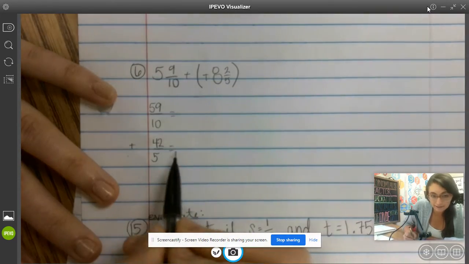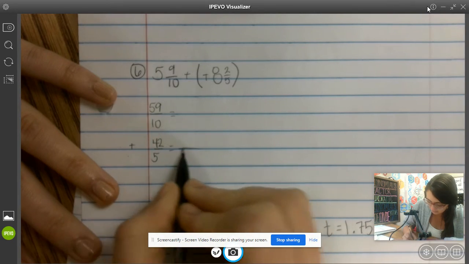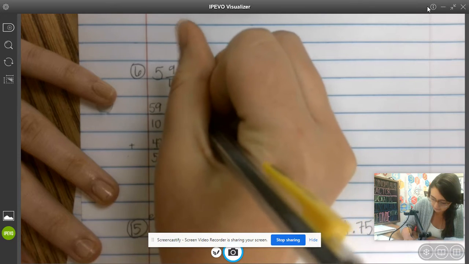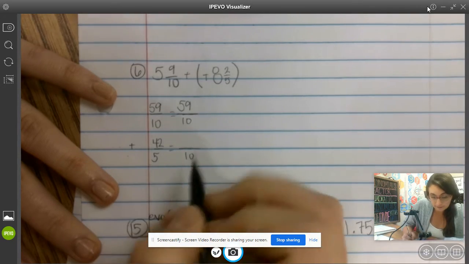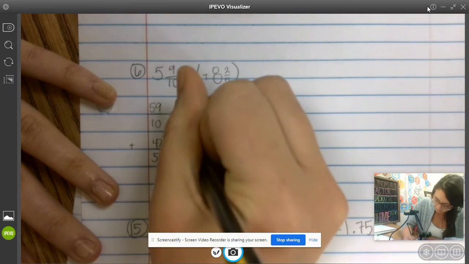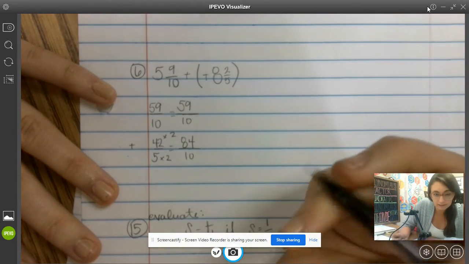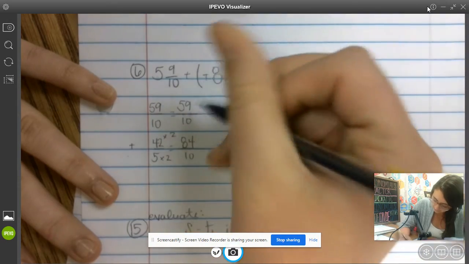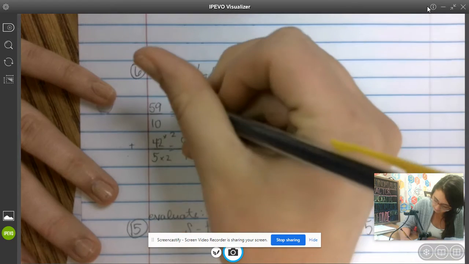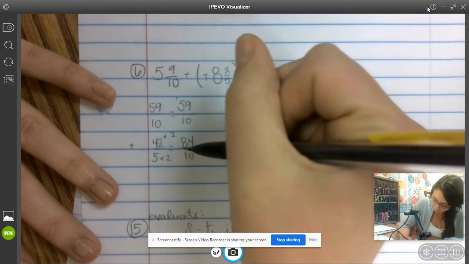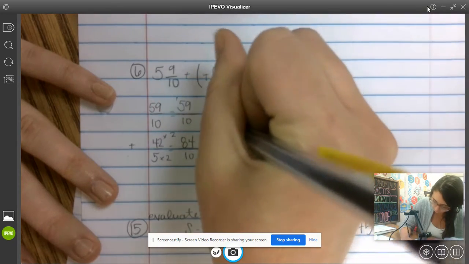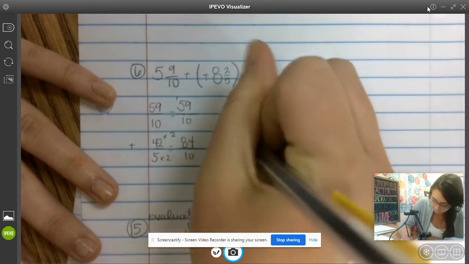Okay, then I have to find my least common denominator between 5 and 10. It's going to be 10. So this is going to stay the same. To go from 5 to 10, I have to multiply by 2. And that'll give me 84 here. Okay, when I add these together, that's going to be 9 plus 4 is 13. Carry my 1. 8 plus 5 is also 13. Plus 1 more would be 14. It's going to stay over 10.